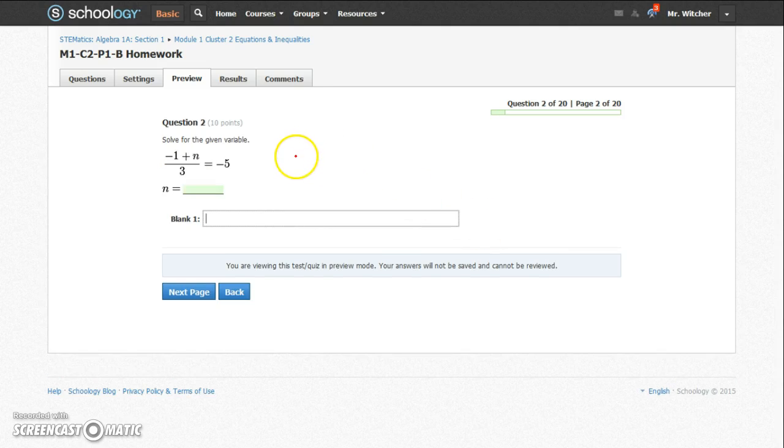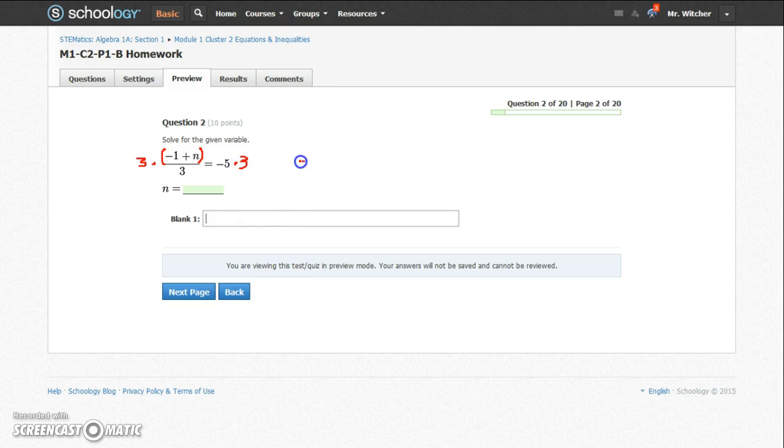Example 2. Even though there's not parentheses around this top portion, because the entire thing's being divided, we could put parentheses around it. So we're going to assume that there are parentheses around this top portion, and we're going to do order of operations backwards. So before we can do parentheses, we have to do multiplication or division. We're dividing by 3. What's the inverse of dividing by 3? Multiplying by 3.